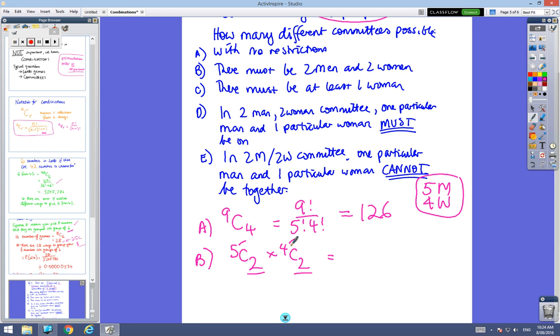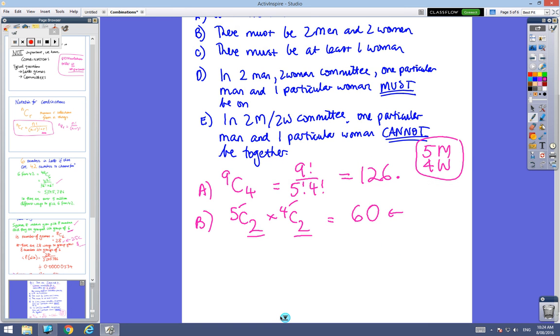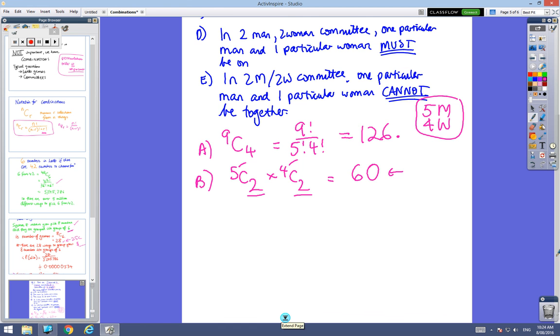Okay, so 5C2 times 4C2, and there are 60 different committees. The answer must be less because 126 is the unrestricted case, so the answer can't be bigger than 126. We've got different selections from the 126.